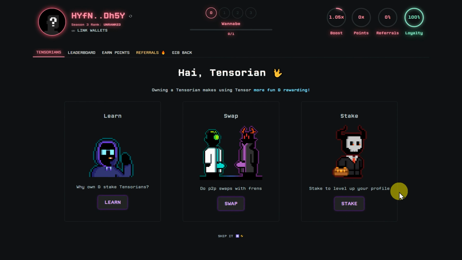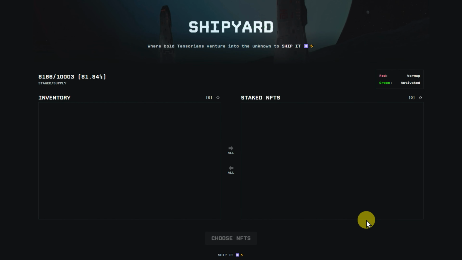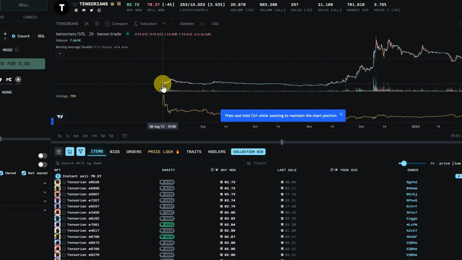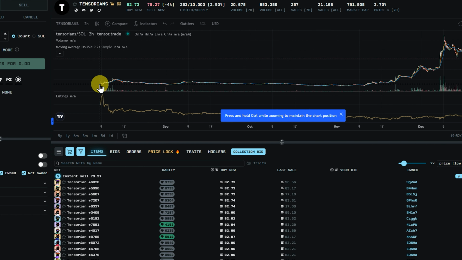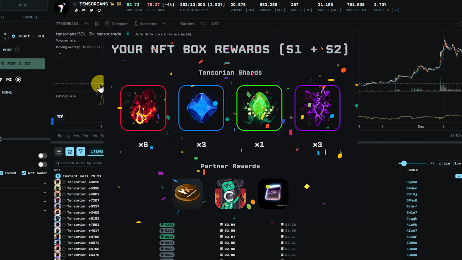If you have a Tensorian, you can stake it as well, and this will give you some points. You can see the majority of the supply is staked. Tensorians is a 10K collection, and it came out in August last year. The initial floor price was under 15 Sol, and how you minted a Tensorian was by getting shards. The shards were claimed by people that had points on Tensor. You took 10 shards, plus 1.69 Sol, and you minted a Tensorian.